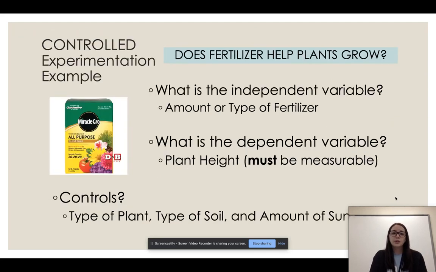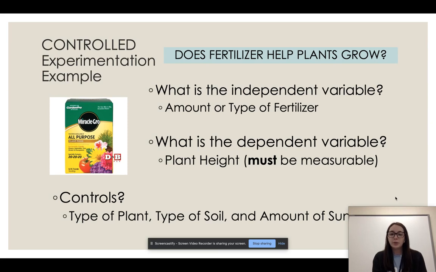So now a controlled experimentation example that we're going to cover is, does fertilizer help plants grow? In this case, the independent variable is the amount or type of fertilizer used. So I can use a different amount of grams of fertilizer. I can use different brands. It just depends on what I want to study with my fertilizer. Because I'm changing it, that's my independent variable.